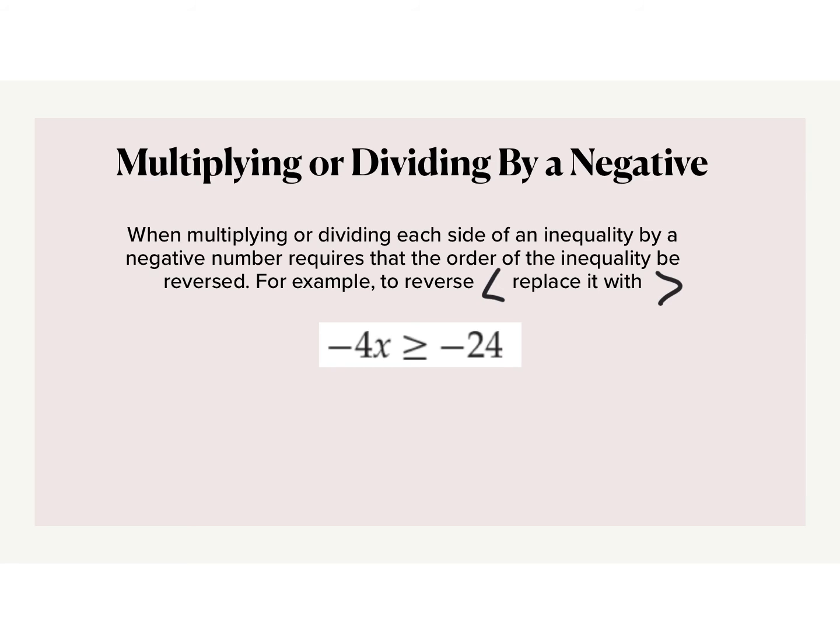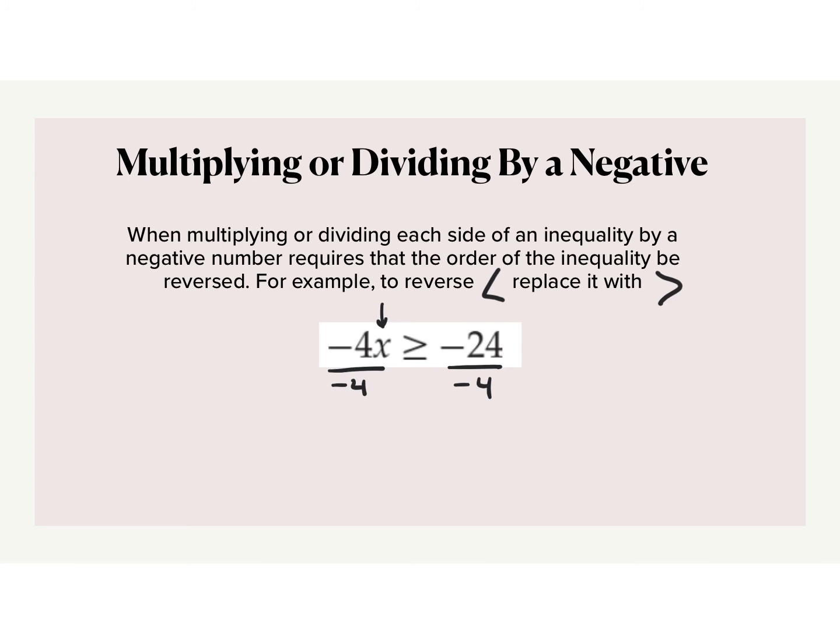So how do I solve for x here? If this was just an equals, what should I do to solve? Nicole, you divide by -4 on both sides. Awesome. I divide by -4 on both sides because x is being multiplied by -4. So I do the opposite of multiplication, which is division.